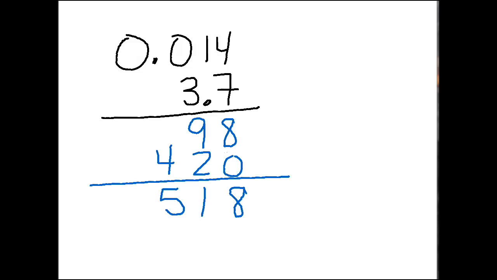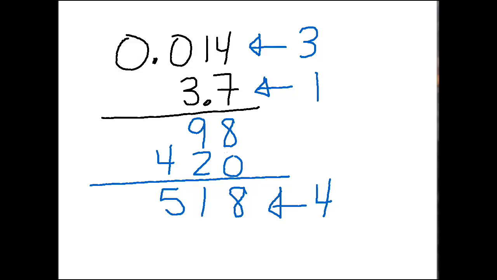We have 518, but we do need to put a decimal point into our product. So we're going to count the number of digits to the right of our decimal point in each of our factors. Here we have 3. Here we have 1. So we know that when we add 3 plus 1 we get 4. And we need to have 4 numbers to the right of the decimal point in our product. Obviously you can see that we only have 3 numbers. So this is where we will annex a 0 to the left.